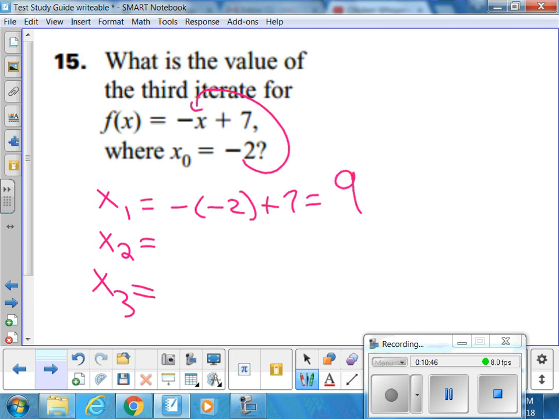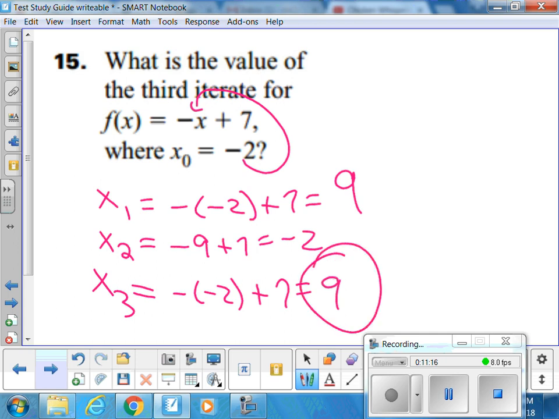To get iterate 2, you're going to put a 9 in for x. So it'd be -9 plus 7. So what's iterate 2? -2? Mm-hmm. And then to get iterate 3, you're going to take -2 and put it in for x. Which, it sounds like we've already done that. Guess what it is? 9. So it looks like this iterate's just going to kind of oscillate back and forth between 9 and -2. 9, -2, 9, -2. So 9 is iterate 3.